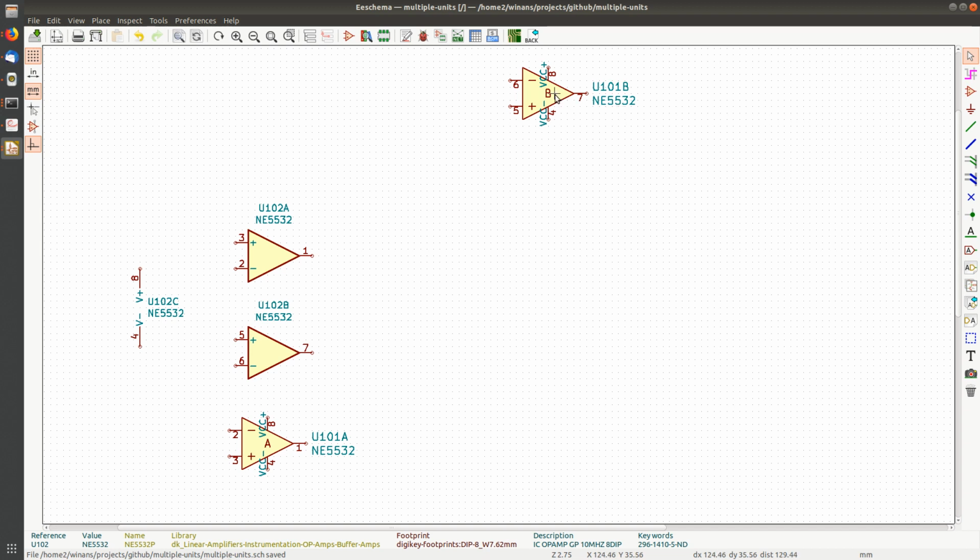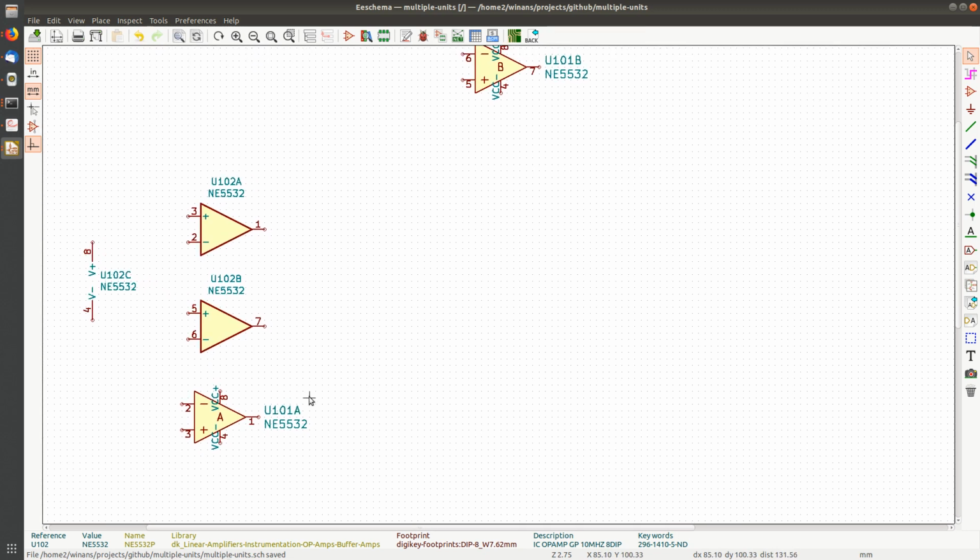And KiCad knows that this symbol is in a group of two units that have to stay together. So by changing this to a 101, the other units in the same symbol have to go with it. All right, so both of these became 101s. And the next available number then becomes 102. So this went from 102 A, B, and C to 102 A, B, and C. Again, that makes sense because these all kind of go together.